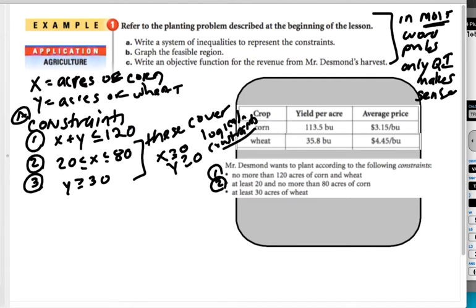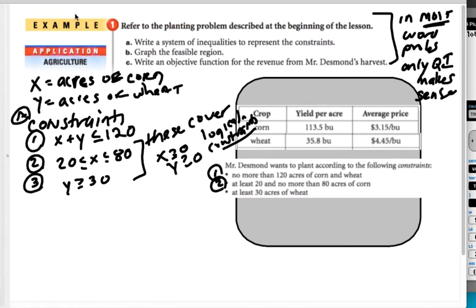Now, I'm going to need to graph those 3 constraints, right? And technically, it's 4 constraints because number 2 is actually 2 sides, right? It's between 20 and 80. So this is actually 2 different constraints, right? 20 on one side and 80 on the other. Second thing I'm asked to do is graph this.